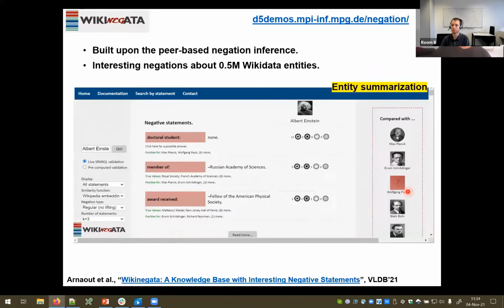It's a tool that is built upon the first method that we mentioned, the peer-based negation inference. It contains 500,000 interesting negations about Wikidata entities that a user can query using an entity summarization interface, where you can enter something like Albert Einstein, and then you would receive a list of interesting negations about Einstein. You would get to see his peers, you get to see why this is interesting, and many other functionalities.